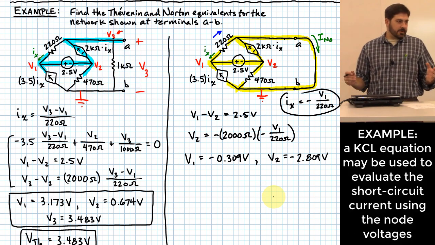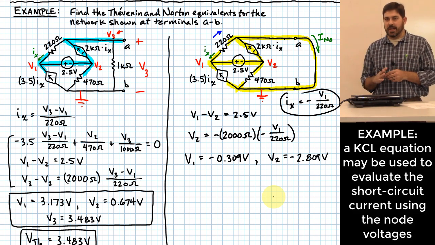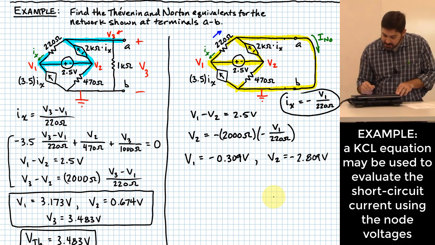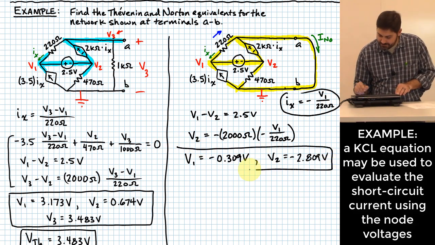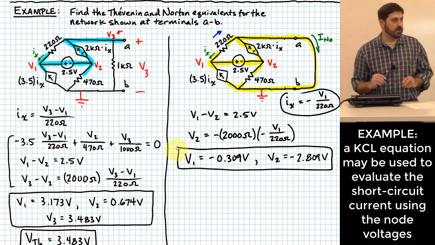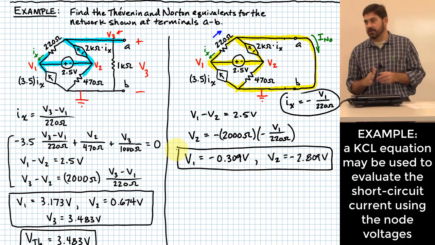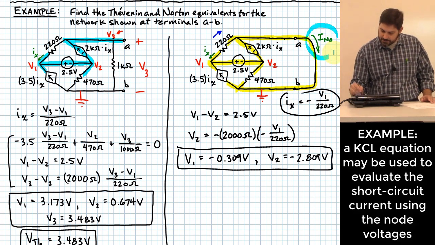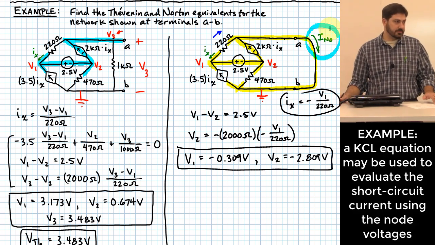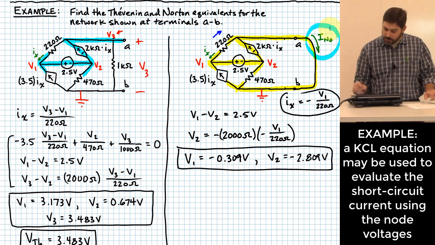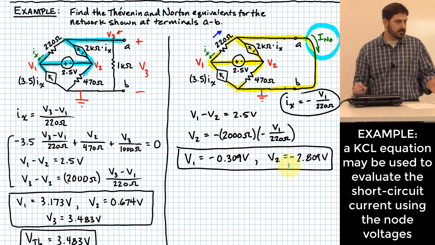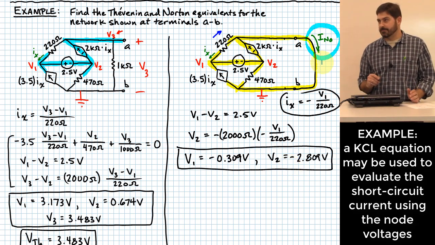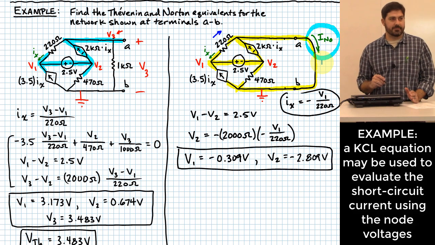Good so far, but does that give us what we need? It's a nice step along the way to what we need, but what is it we're trying to find with coming up with our Norton equivalent? We're trying to find that INO, right? This thing up here. Neither V1 nor V2 directly gives me that. So I have to do something to figure out what is my Norton current. What do you suggest?